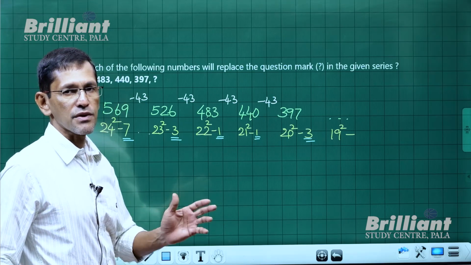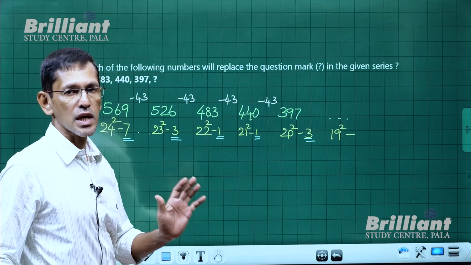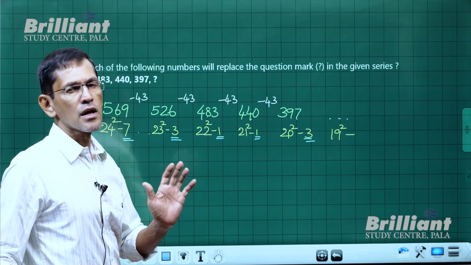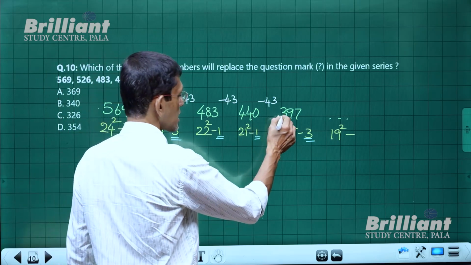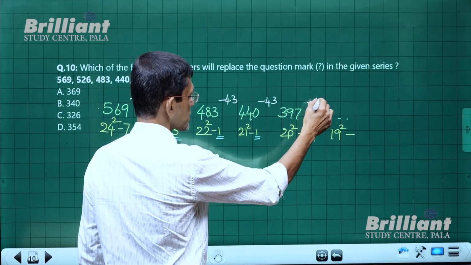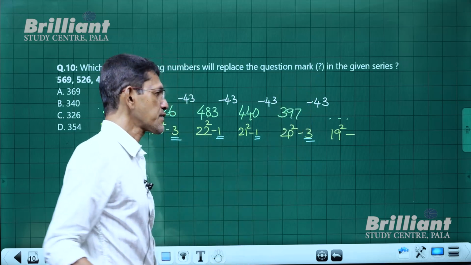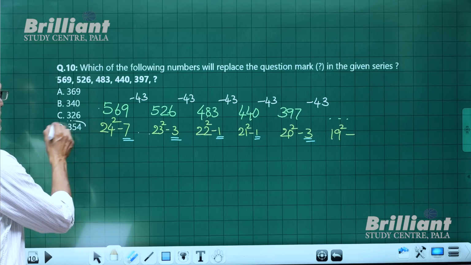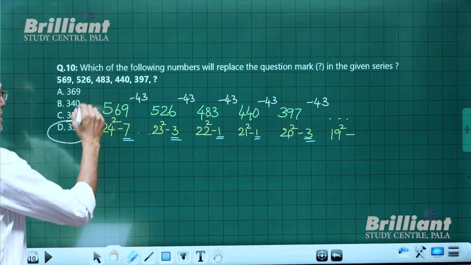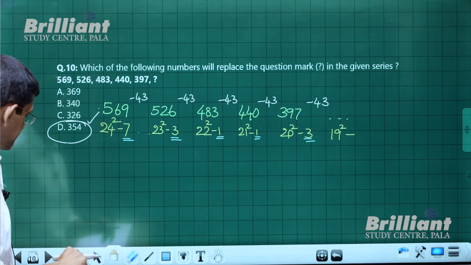So here we tried that pattern. We haven't reached anywhere, right? We couldn't reach any of the specific patterns. So we tried another pattern. Okay, ultimately this is 397 minus 43. 397 minus 43, 57 minus 3, 354. Right here the answer. So that's the correct answer, 354.